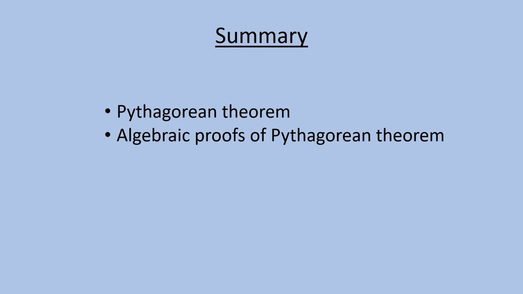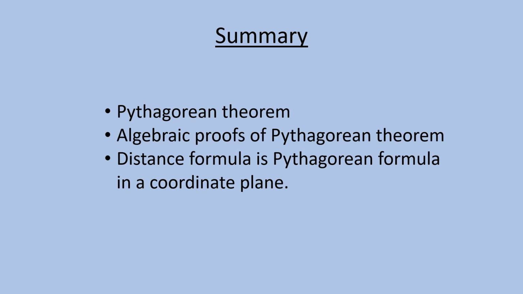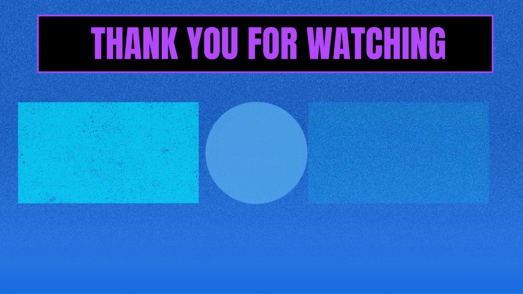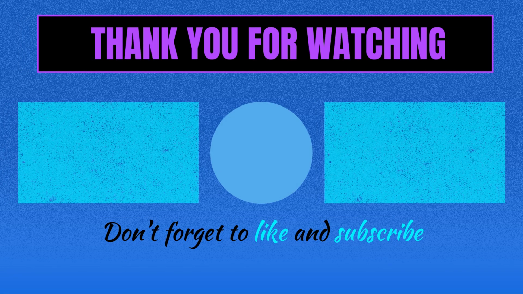Let's recap everything. In this lesson, you learnt about the Pythagorean theorem. You know how to find the lengths of sides of a right triangle. We also saw many proofs of the Pythagorean theorem. And finally, the distance formula is nothing but the Pythagorean formula in the coordinate plane to find the distance between 2 points.